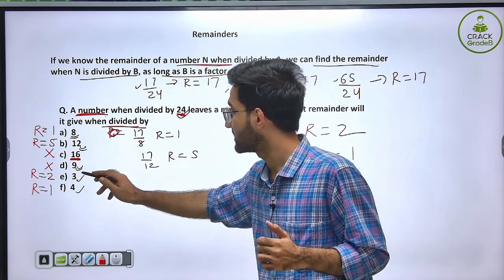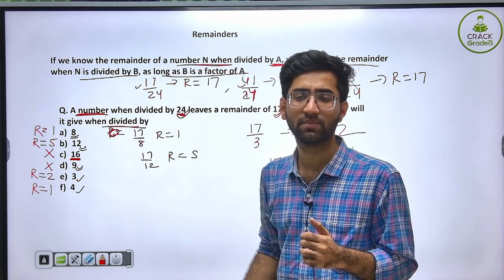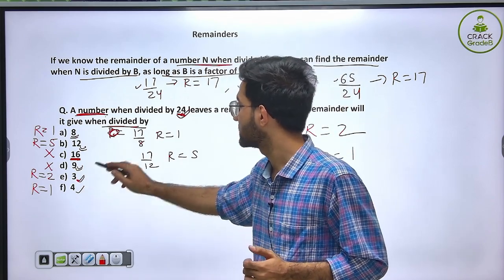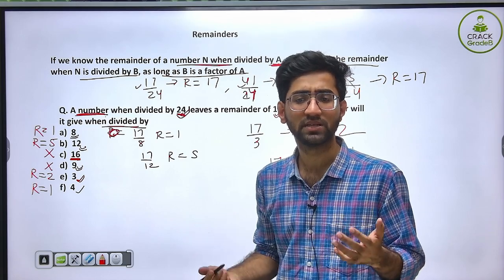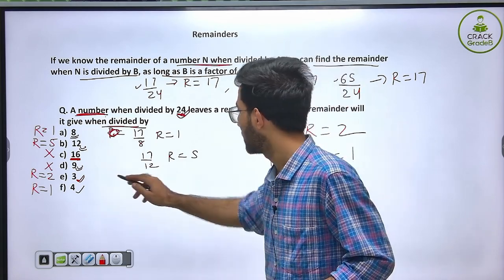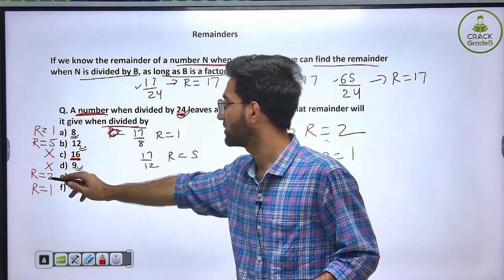Now let us look at 3. What will be the remainder when you divide the number by 3? Again, this 3 is a factor of 24. If this 3 is a factor of 24, the meaning is simple, you can directly divide this 17 by 3 and the remainder is 2. So the remainder is 2.